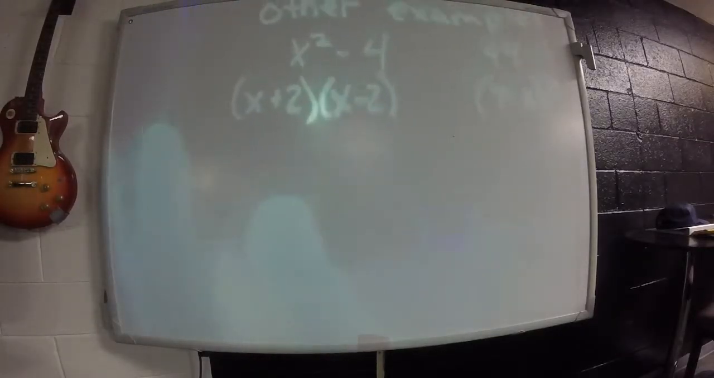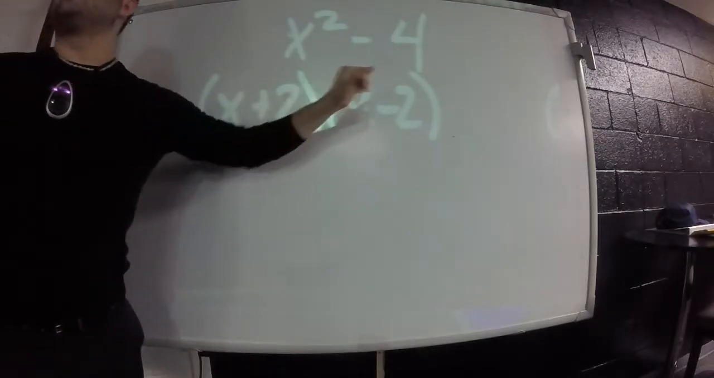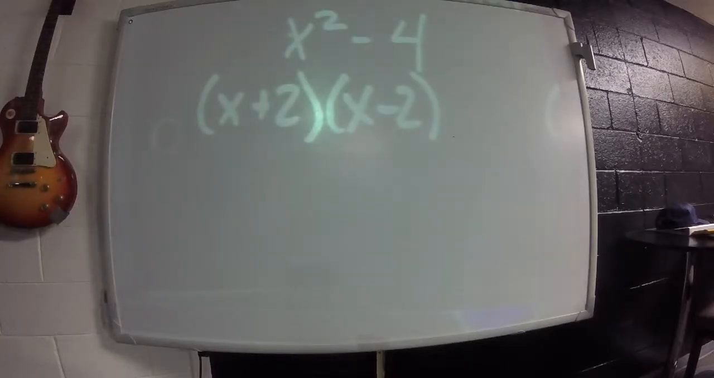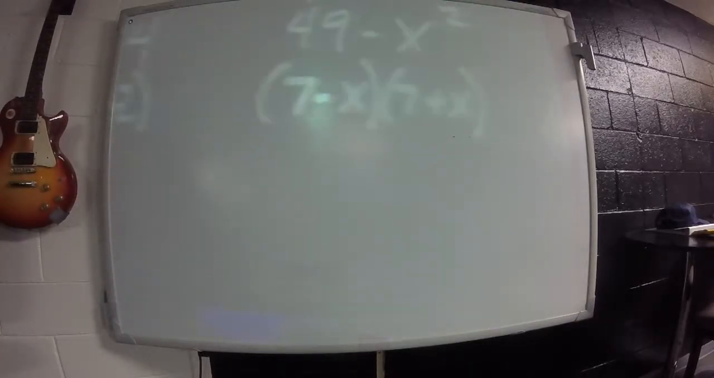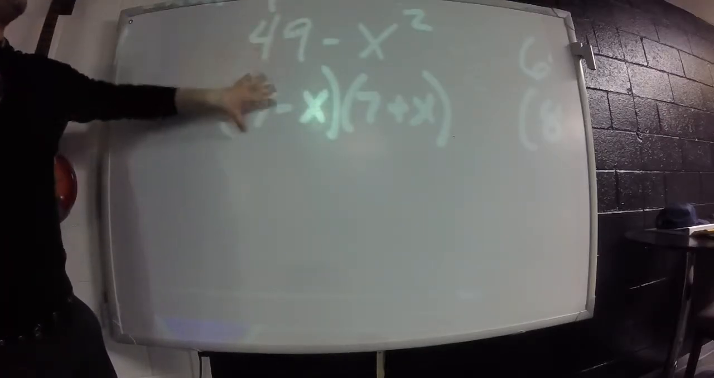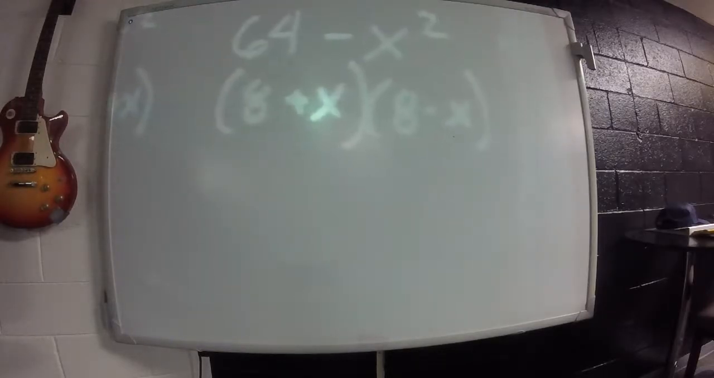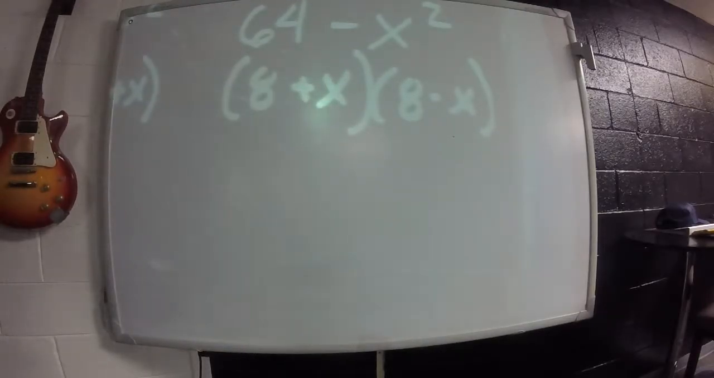Now here's a couple other examples, and they're all worked out for you. X squared minus 4 becomes x plus 2, x minus 2. If you had the number in front and the x second, like this one, 49 minus x squared, well that's 7 squared, so it goes 7 minus x, 7 plus x. And the last one, the number of course goes first, 8 plus x, 8 minus x.